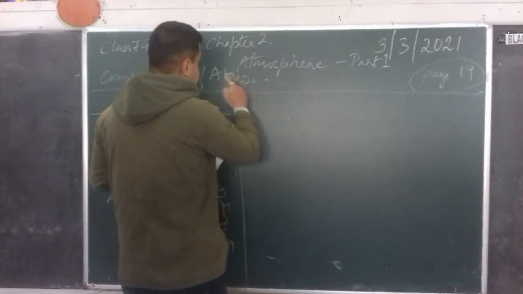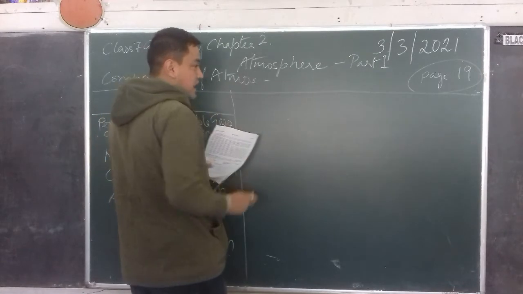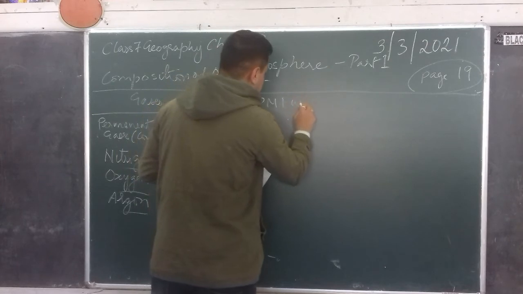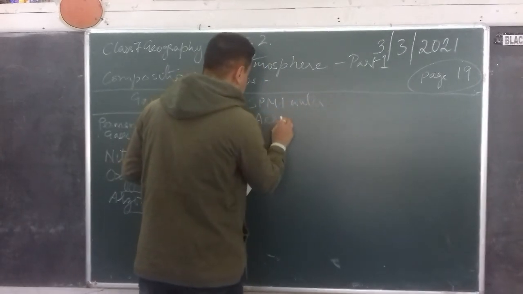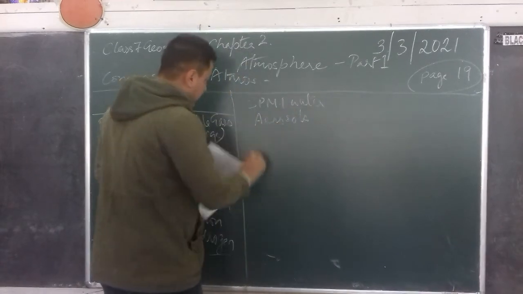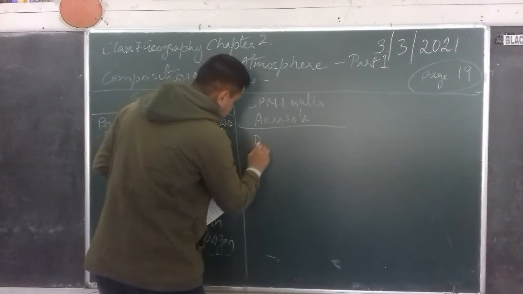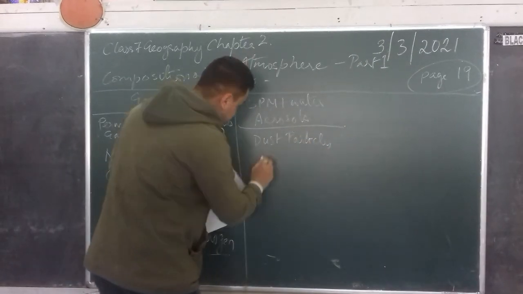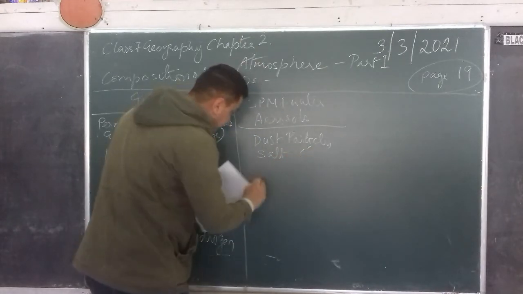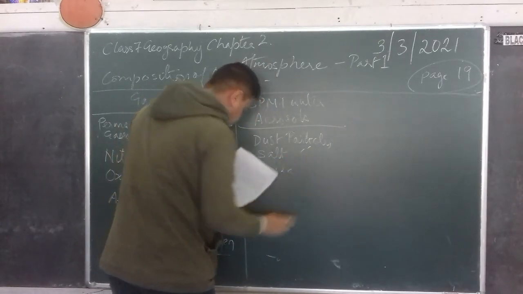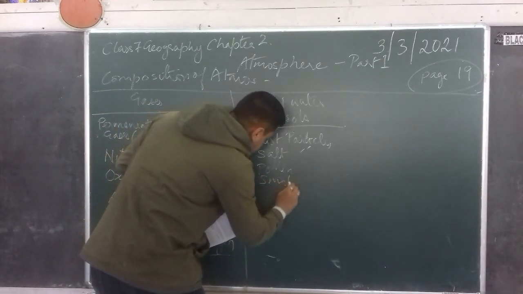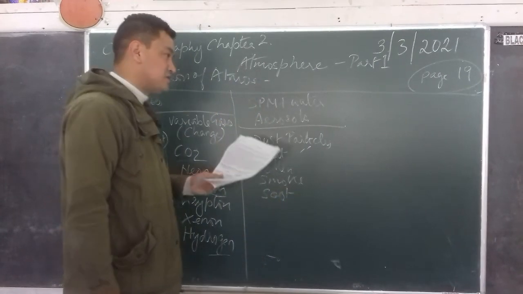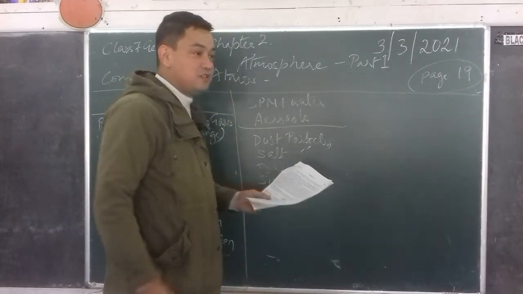Now the composition of atmosphere is also made of SPM plus water, which gives you aerosols. Now what are aerosols? Aerosols are basically dust particles. It is made of dust particles, then salt particles, then pollen. Do you know what is pollen? You have studied pollen in biology. It is made of smoke. It is made of soot. Soot is basically a black substance which comes out while burning, what we call debris, etc.